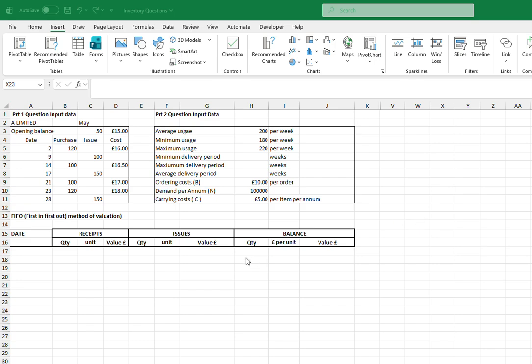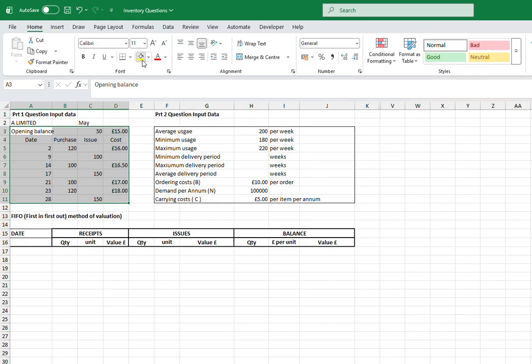Okay, so I'm just going to show you how to do FIFO first of all. We have all the transactions up here. FIFO, we need this kind of layout, so what I would call nine columns for receipts, issues and balance.